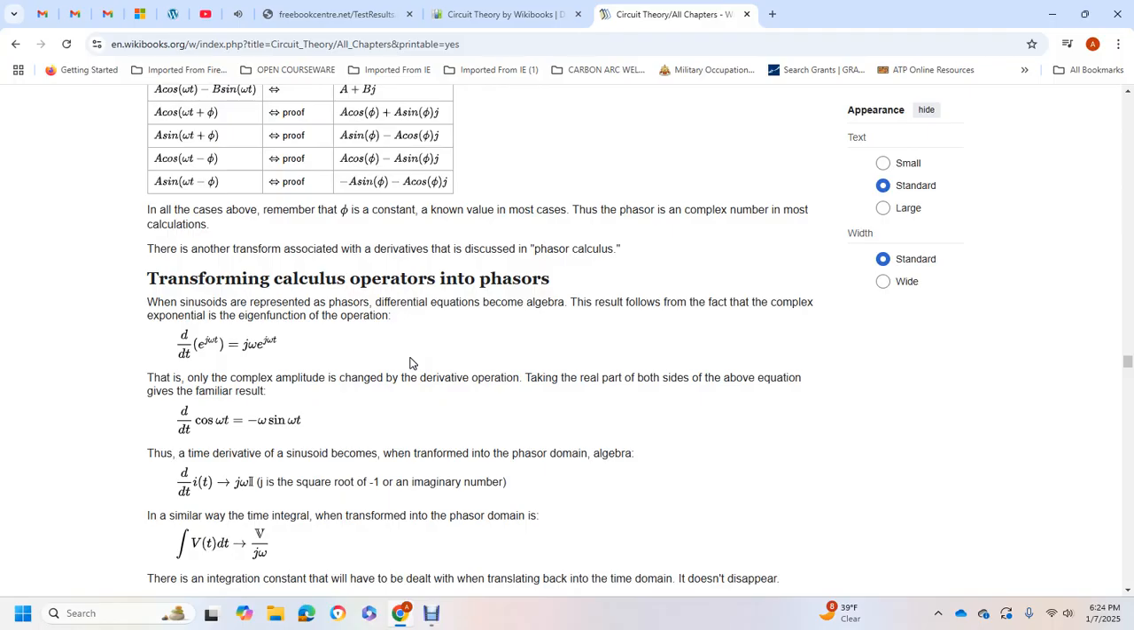This only complex amplitude chain with the derivative equation, taking the real parts of both sides of the above equation. Familiar results for the time derivative of the sinusoidal become, with the transfer to the phasor domain, algebra: multiplication by jω, the square root of negative 1, the imaginary number.